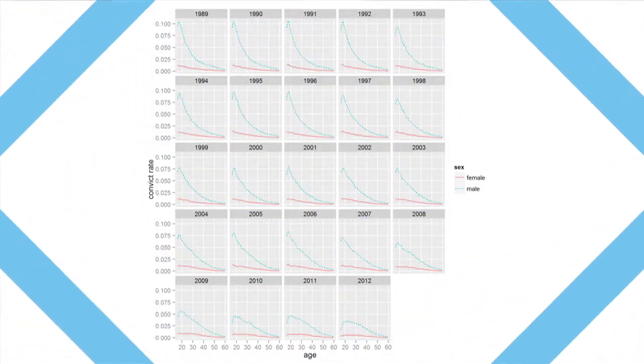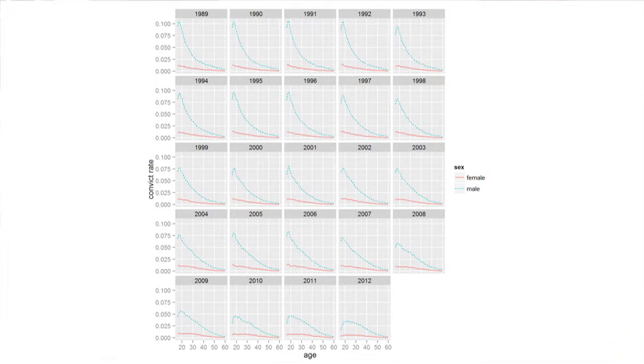So what you see here is an alternative way of looking at the same data. Now what we've got is a series of graphs, one for each year, showing the conviction rate on the y-axis and the age on the horizontal axis. And it's plotting this relationship for each year for males and for females separately.